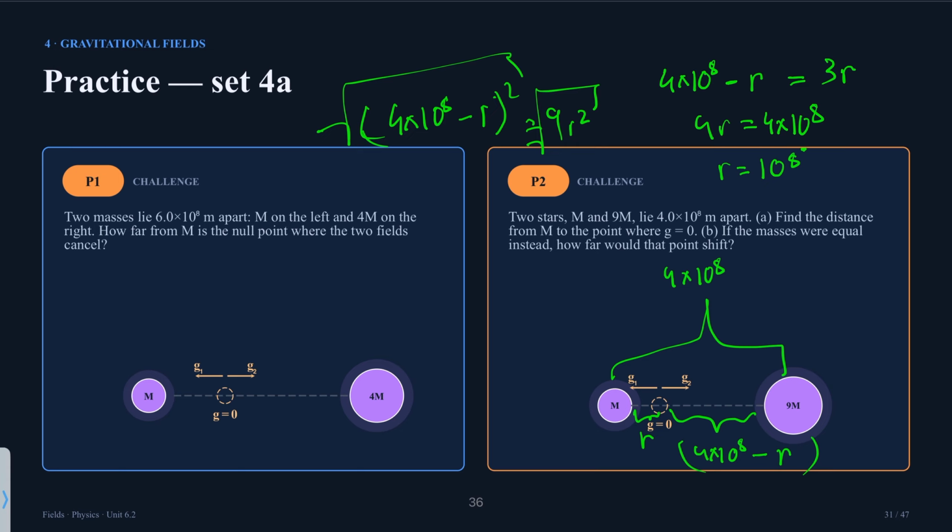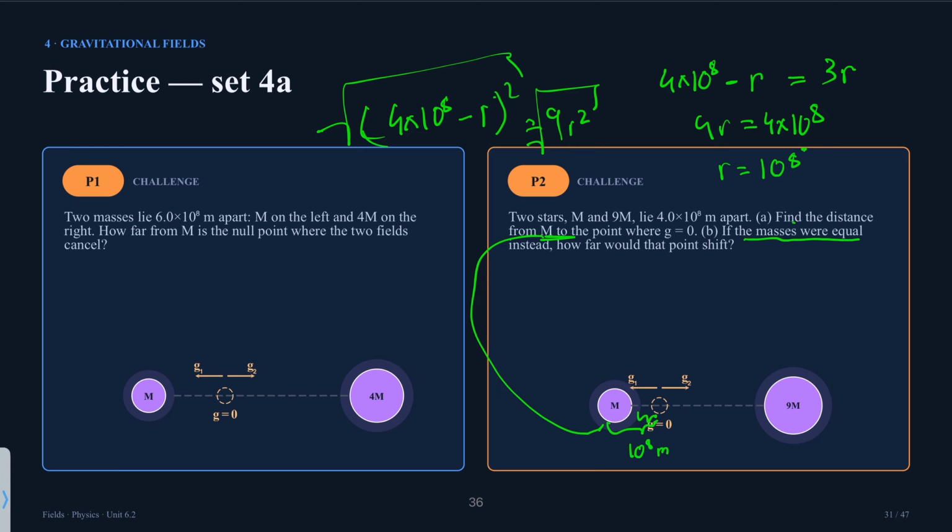Yeah, it's pretty simple. And that's your distance. That's the distance at which g is equal to 0. So from the smaller mass, it's 10 to the 8th. The distance from M to the point is, from this smaller mass, 10 to the 8th meters.